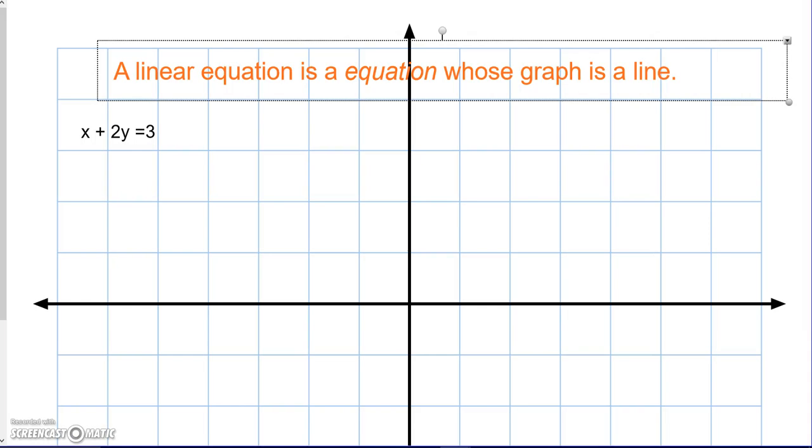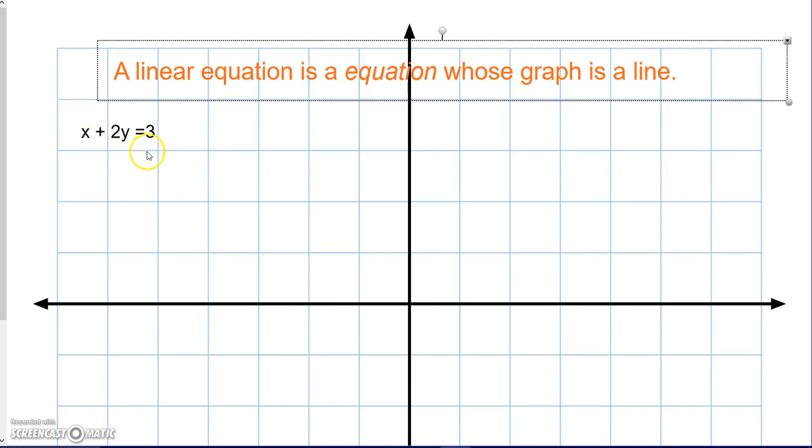So let's start with just defining what a linear equation is. A linear equation is an equation whose graph is a line. All right, what does that mean? What does that look like? Here's an example of a linear equation: x plus 2y is equal to 3.